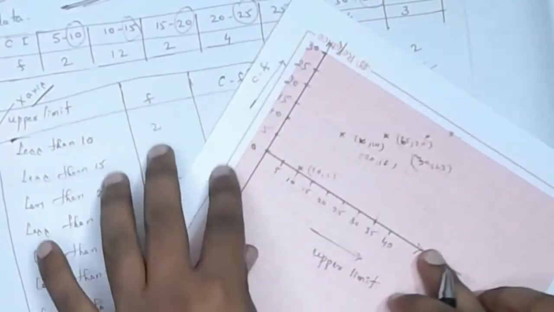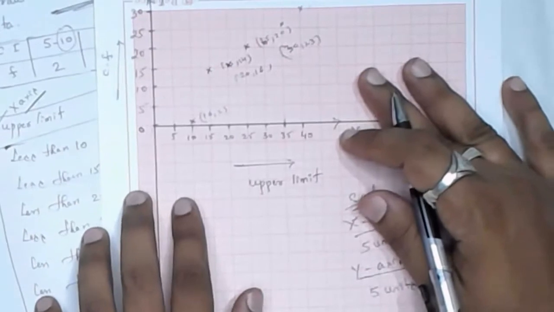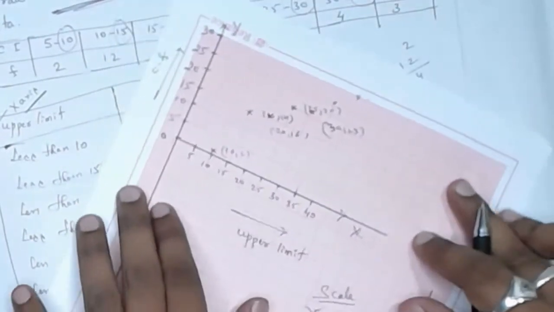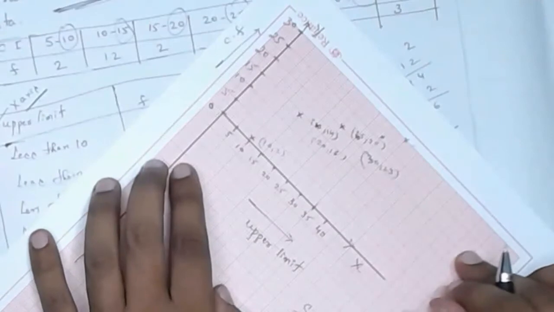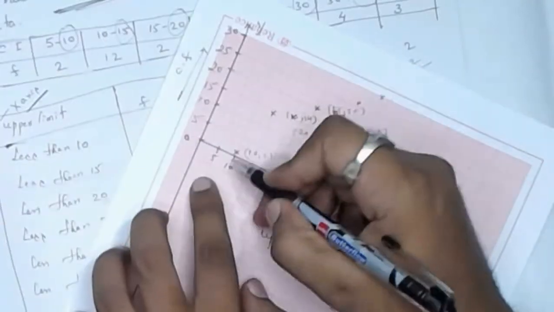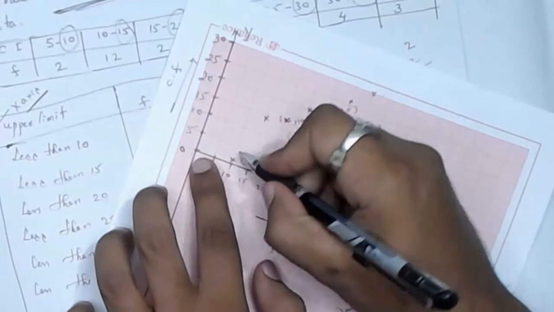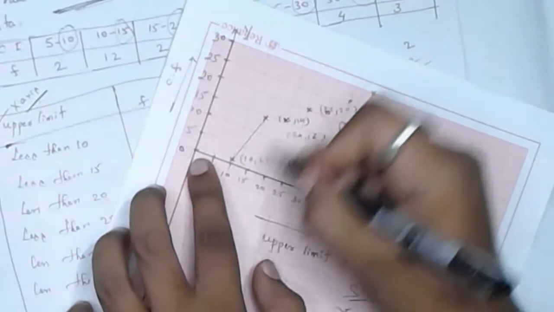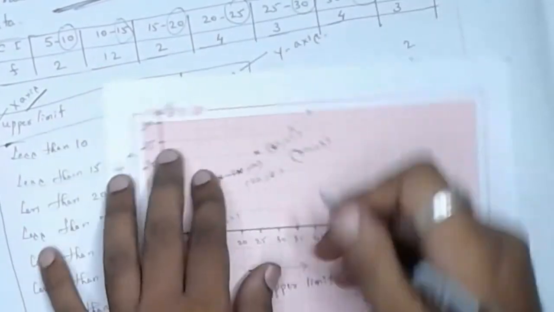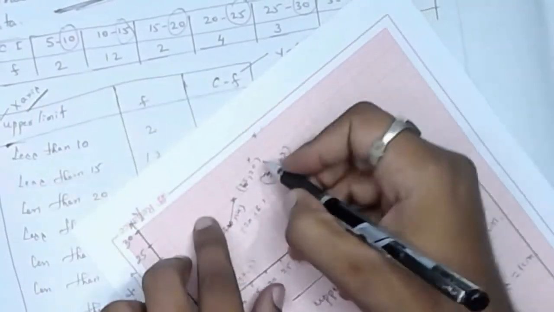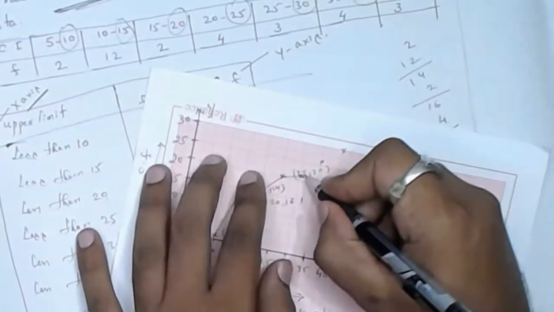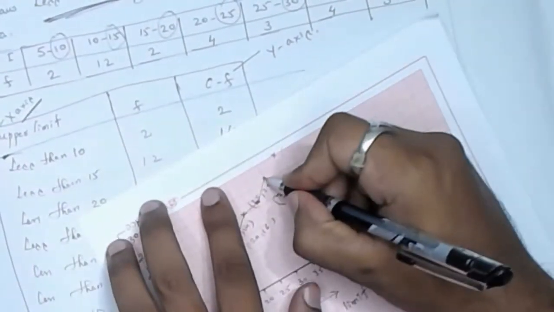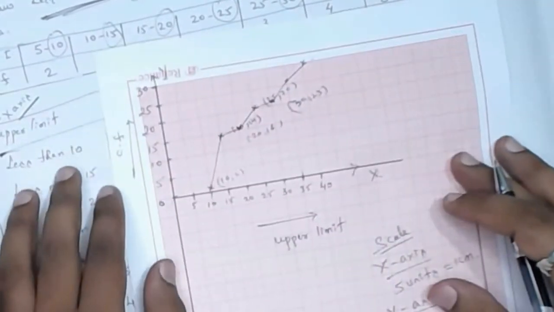Now what you have to do? I said freehand. This is your answer sheet, right? You rotate the answer sheet according to your convenience, so that you can draw a line. You just have to draw a freehand curve joining these points. Just join it. Then rotate the page. Join here, and next, join here, again join here, and then join here. That's it.